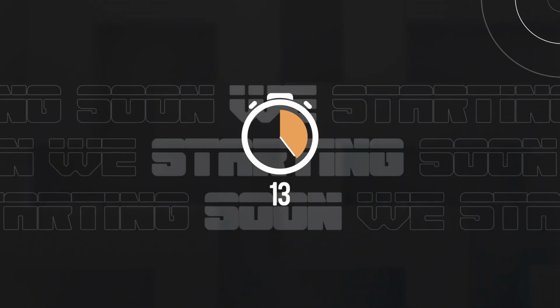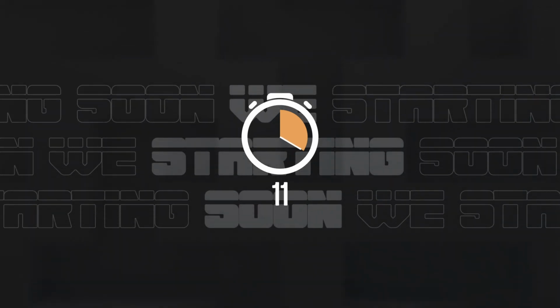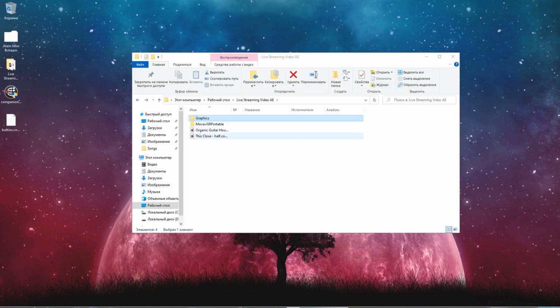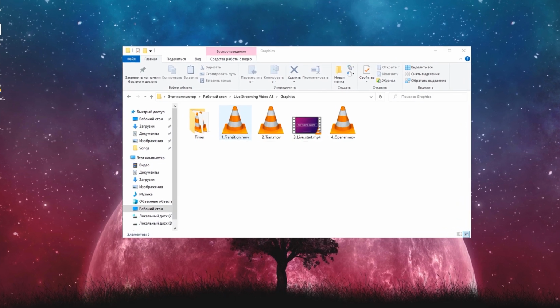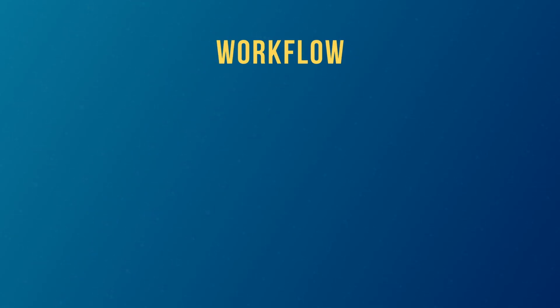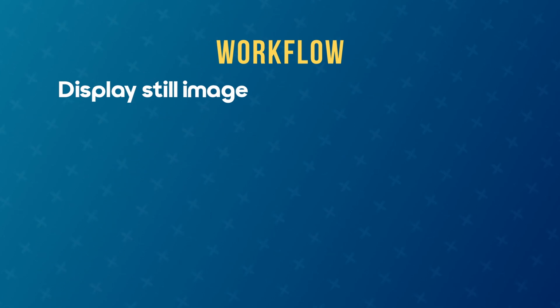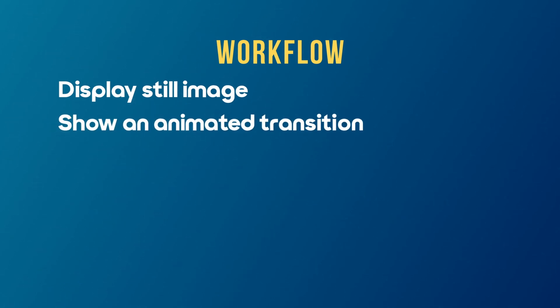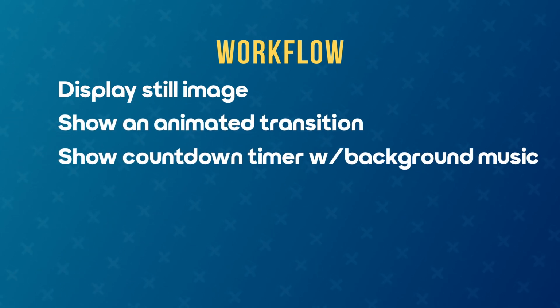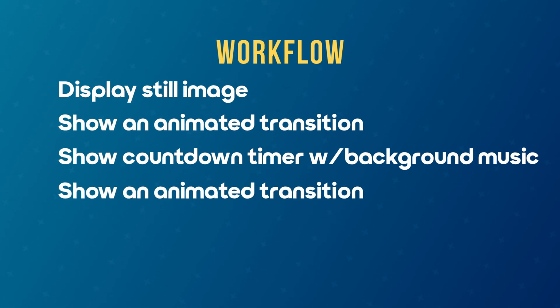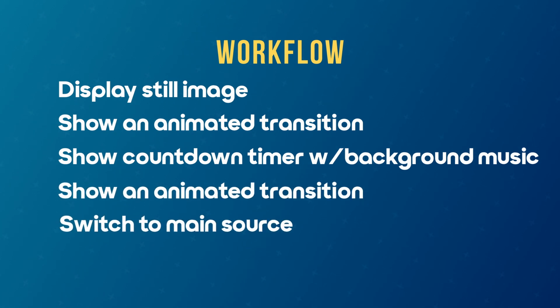I will use this animation with countdown timer, which I will replace with an animated transition. I also prepared all graphics that we need in advance. Here we have our background music, timer and transition. We have the following workflow: display still image, triggering an animated transition, start countdown timer with background music, triggering an animated transition, displaying the image from the main source.